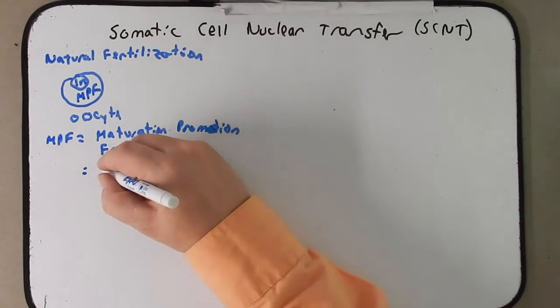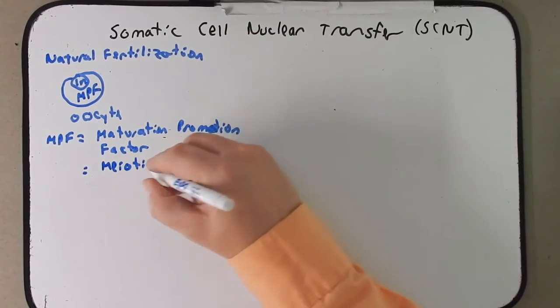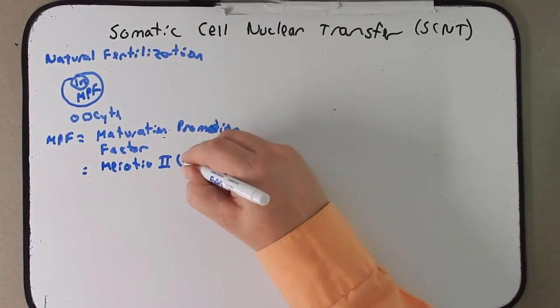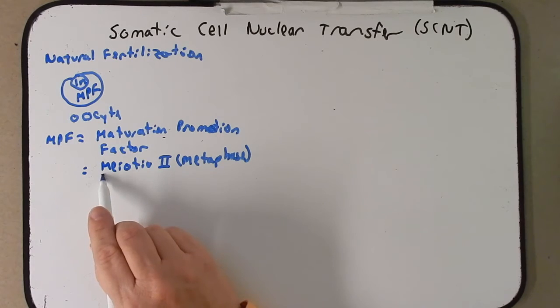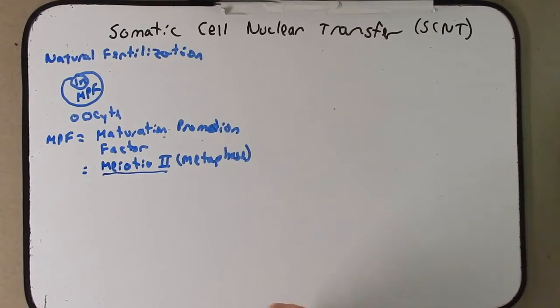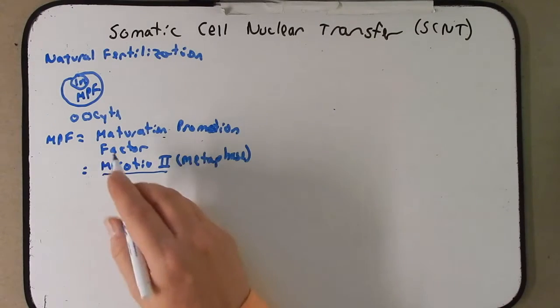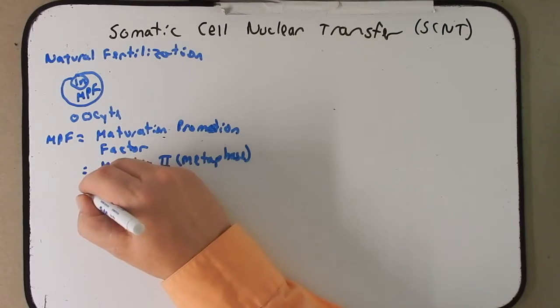MPF does a few things. It's responsible for the meiotic pause, more specifically the meiosis 2 pause during metaphase. Remember that as the egg develops, it's paused during meiosis 1 until it's released during ovulation. Once it's released during ovulation, meiosis starts again, but then it pauses again at meiosis 2. And it doesn't complete meiosis until fertilization occurs. So MPF helps keep it in this meiosis 2 metaphase pause.